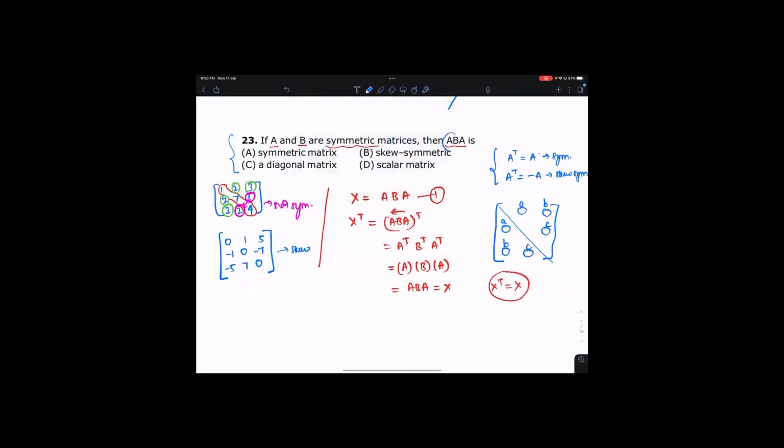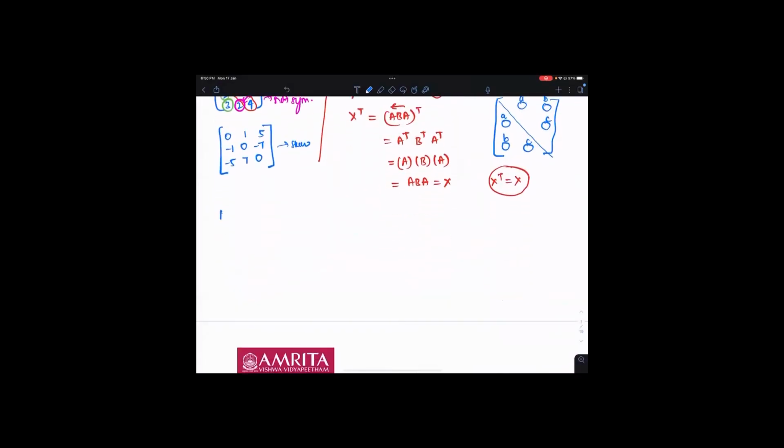So what is X? ABA is a symmetric matrix. Now there can be questions like, if A is skew symmetric and B is symmetric, for example, then A power 5 B cube A power 5, is it symmetric or is it skew symmetric?